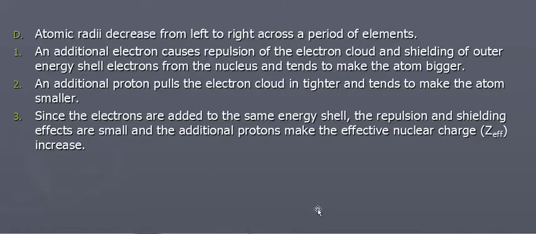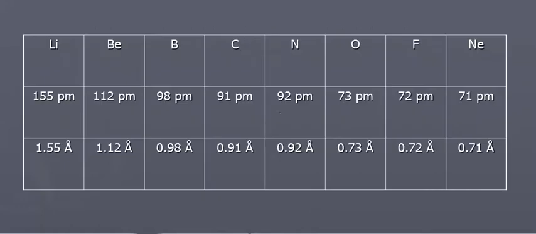As you go from left to right across the periodic table, atomic radii decrease. They get smaller. We add an electron. We also add a proton as we go from left to right. The proton tends to pull the electron cloud in tighter, and electrons are all added to the same energy shell as we go from left to right. So the repulsion and shielding effects are small, but the additional proton makes the effective nuclear charge increase and pulls the electron cloud in tighter, making it just a little bit smaller from left to right on the periodic table.